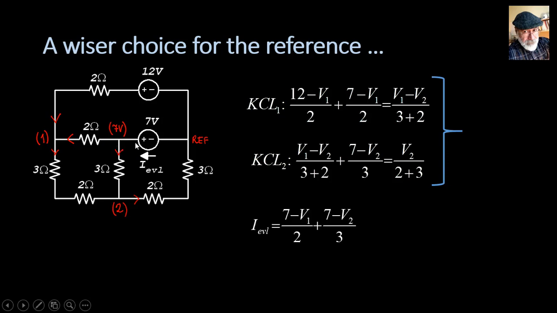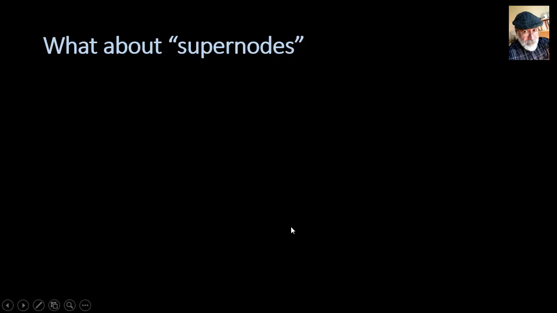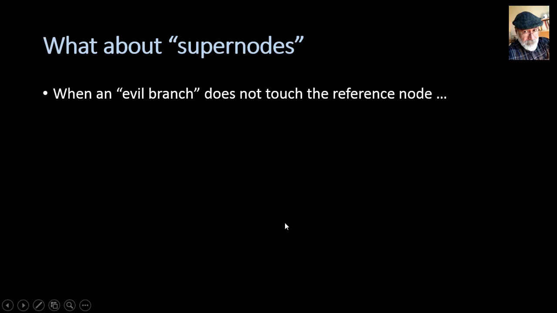We compute it like that: 7 minus V1, we know V1, divided by 2. 7 minus V2, we know V2, divided by 3. And that's how we do that. What about supernodes, which is the name of this movie?